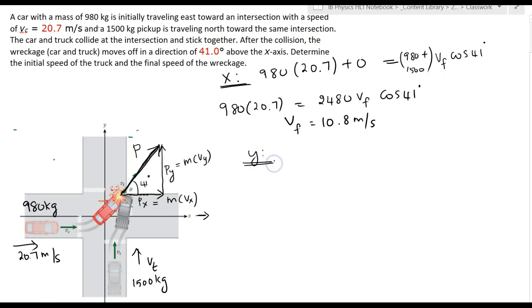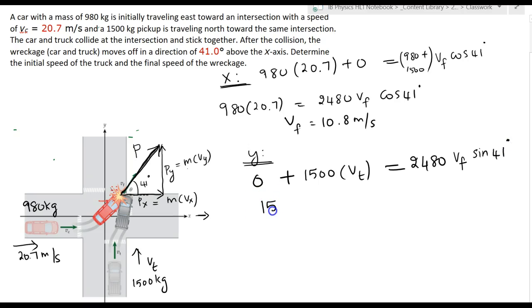Applying the conservation of momentum principle to the y direction, the car has no y momentum, so the y momentum of the car is 0, plus the truck's momentum along the y direction is 1500 times its velocity, which is our unknown, equals the combined wreckage. It has a y momentum of m times vy, and we know that the mass is 2480. And then the y component of the velocity will be VF sine 41.